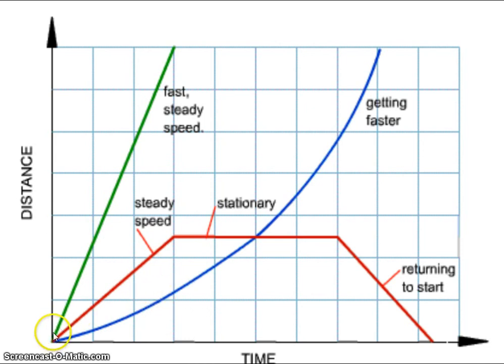A few things to note: the steeper it is, the faster it's going. If it's curved, it's accelerating, like this. If it's flat, it's stationary. You notice the distance isn't changing as time goes on, so we can see that as being stationary. And also, the lower it is towards the time axis here, I think lower, slower. So the lower it is down here, the slower whatever is moving is going.